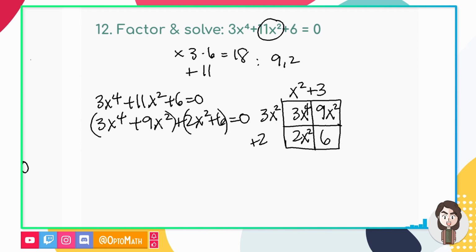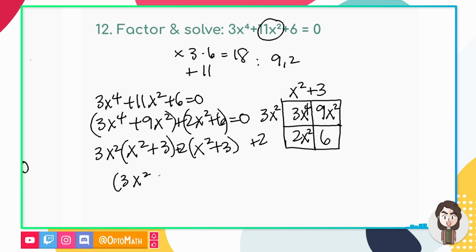The GCF of both of these terms is 3x squared. Left over is x squared plus 3. The GCF of both of these terms is just a 2. And that's a positive 2, times x squared plus 3 as well. So final factored form for both of these is the same, of course, because it is the same problem.